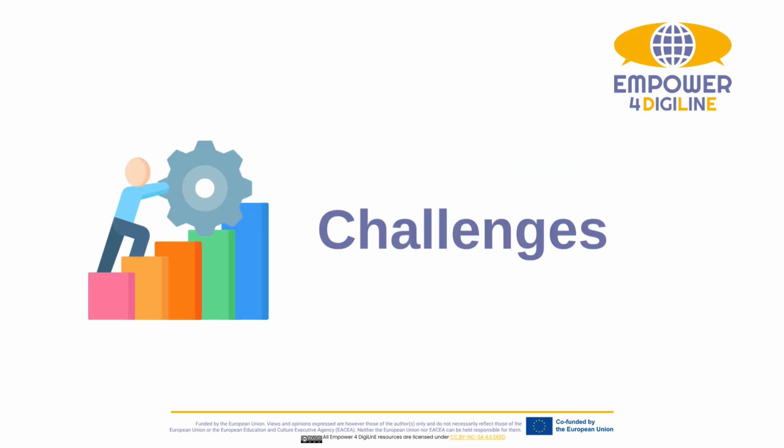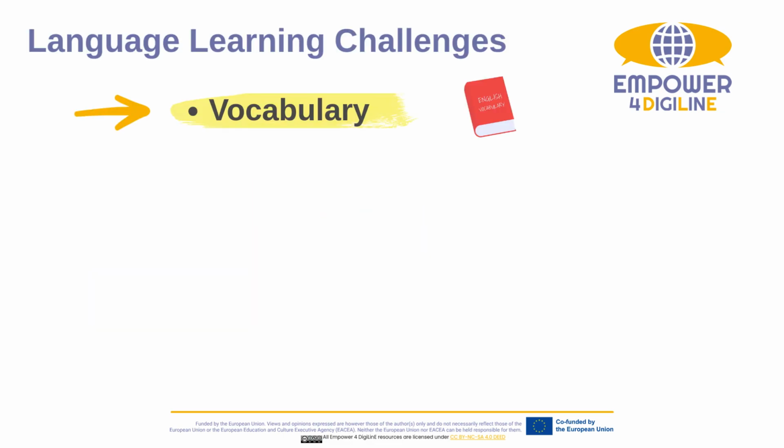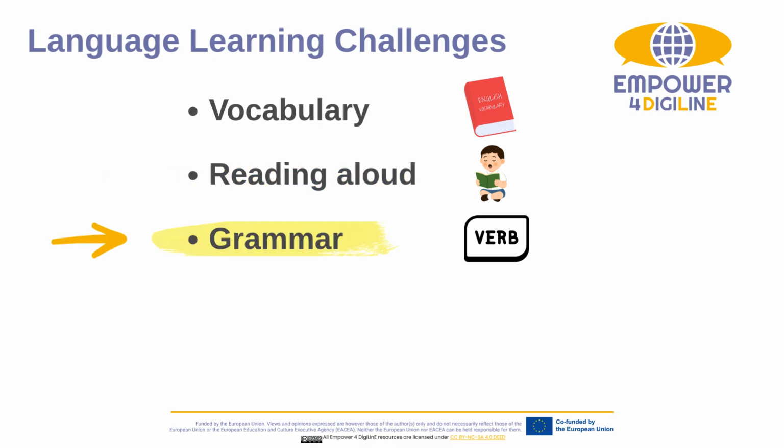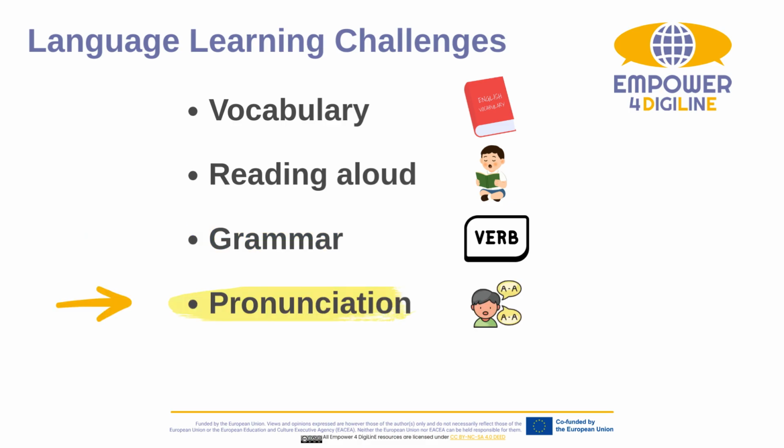In a language classroom, dyslexia can create very specific challenges. For example, new vocabulary may be hard to remember, especially when spelling doesn't follow clear rules. Reading aloud can be stressful and embarrassing. Grammar rules might not stick, especially verb endings or word order. Phonological awareness, or the ability to hear and manipulate sounds, may be weak, which affects pronunciation and listening.